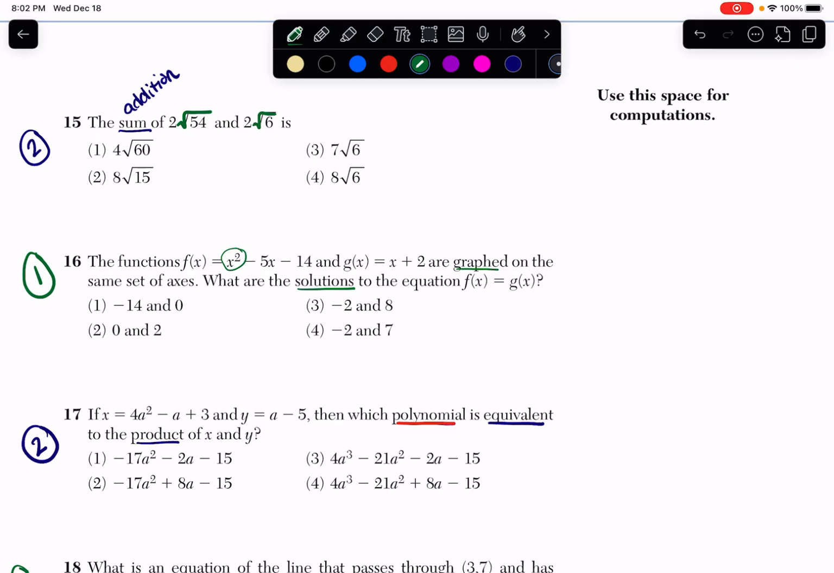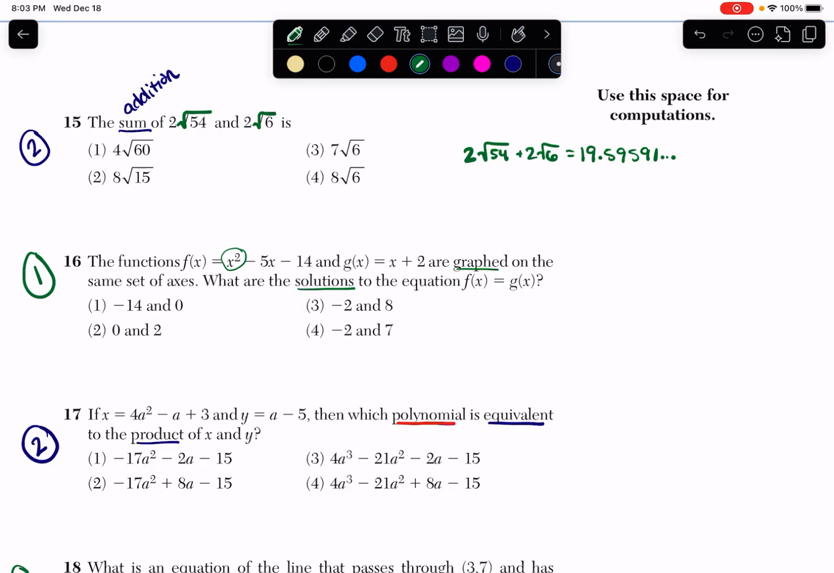So if I type in 2 square root of 54, if you're having trouble typing a square root, it is second x squared on the left side. So if I type in 2 square root of 54 plus, because it says sum, 2 square root of 6, then I know what I'm looking for is 19.59591.